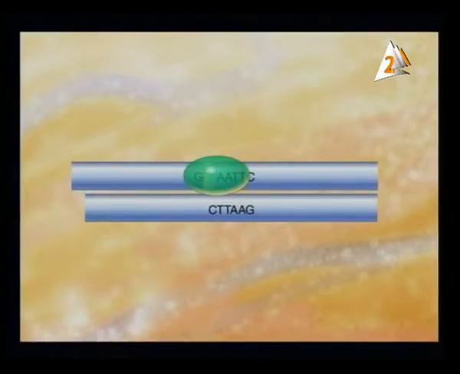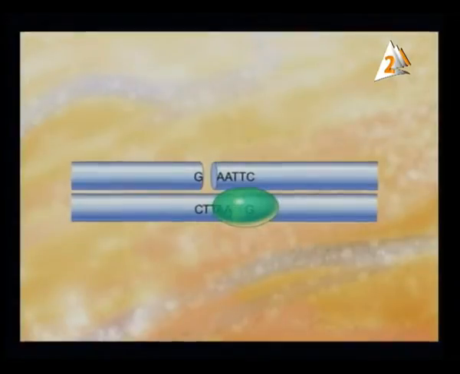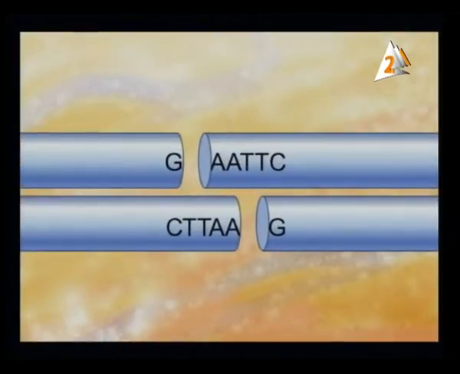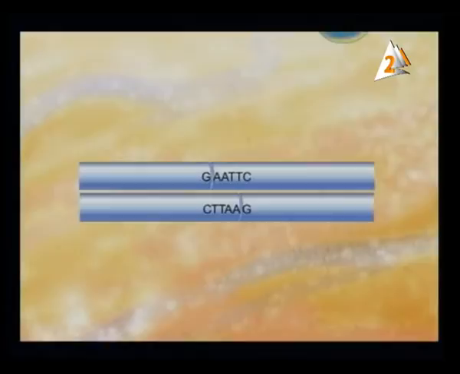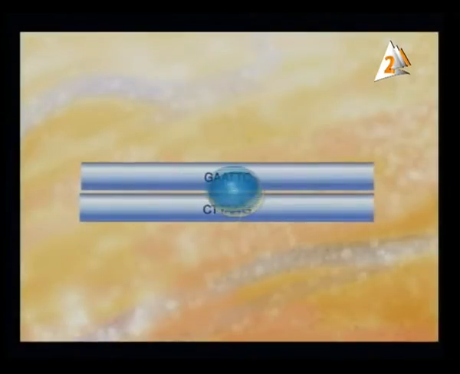So this restriction endonuclease is an enzyme which makes a cut into a certain sequence, or breaks a certain sequence, in the DNA. The question now is why this enzyme, restriction endonuclease, doesn't destroy the bacterium's own DNA.